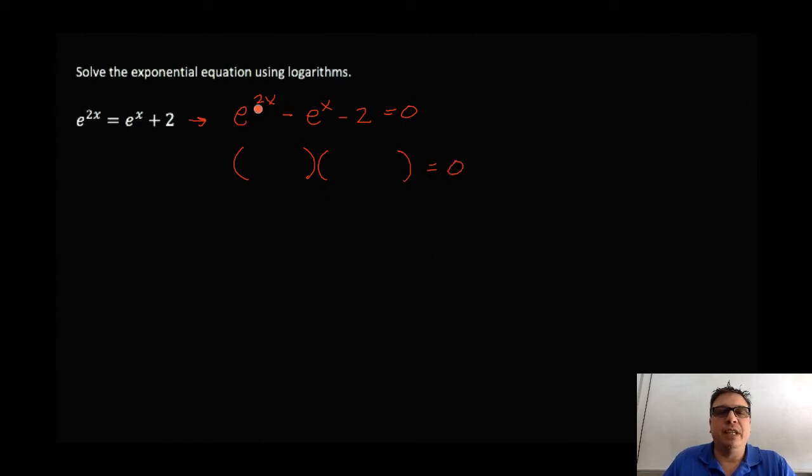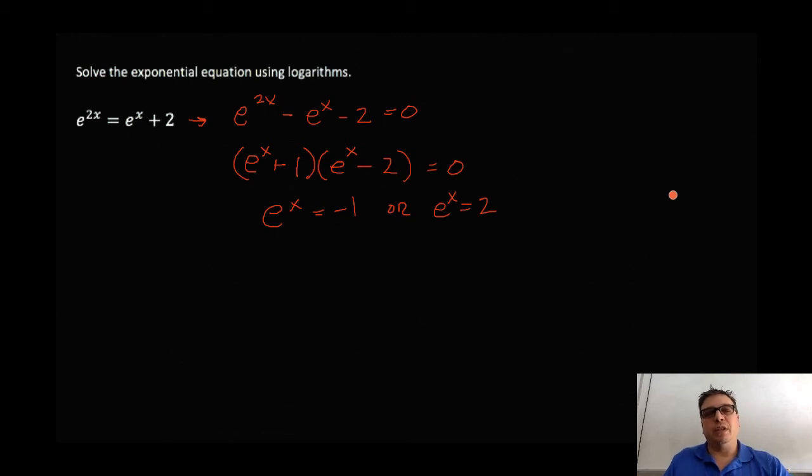The first terms in each are going to come from this, so it's just going to be an e to the x in each. This sign here tells me they're opposites, so plus and minus, that's what the signs are going to be. I need factors of 2 that differ by 1, and the largest one is going to be negative. So that makes this 2 here, and that makes this 1. So now that means e to the x is going to equal negative 1, or e to the x is going to equal 2.